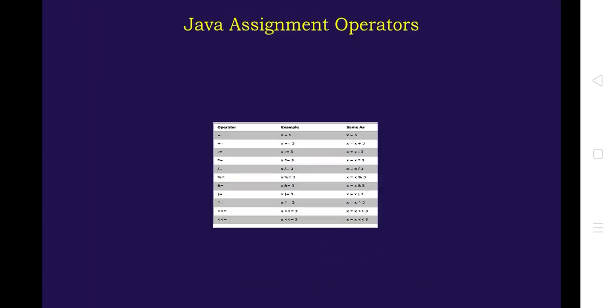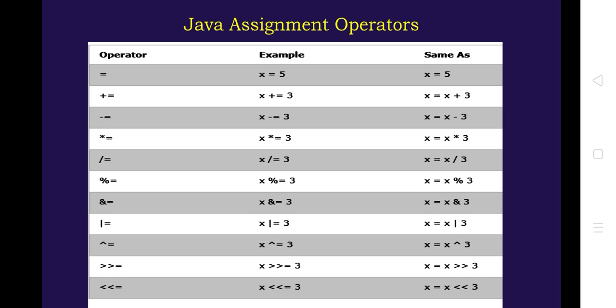Now the next group is the assignment operators. So we have the various assignment operators as shown here. Equal to is the normal assignment operator which assigns some value to the variable, like x is equal to 5. And we also have plus equal to, minus equal to, star equal to and slash equal to, and also modulo equal to. So all these equal to operators apply to the arithmetic operators as well as the logical operators and also to the shift operators.